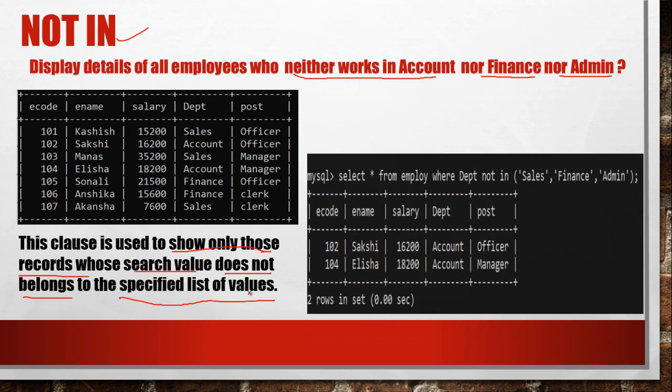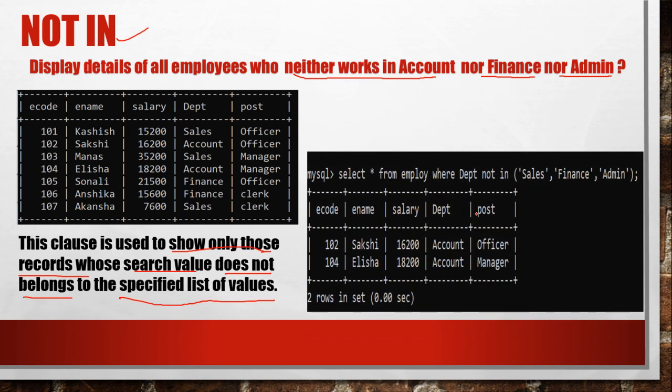Okay, so let's see once. Select star from employee where department, we have specified the field name, and after that we have written not in. So it means if the value of department does not belong to this set of values, only then the record will be shown. So you can see that over here we are seeing only the records of the accounts department.